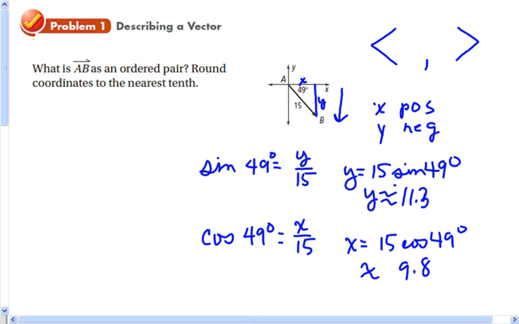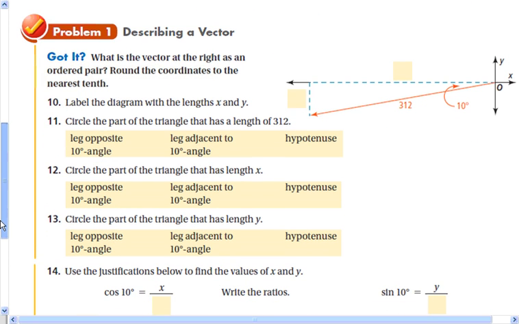So my vector is, and we use these vector type of brackets, my x value is 9.8, my y value is negative 11.3. And if you did 9.8 squared plus negative 11.3 squared, you would get 15 squared using the Pythagorean theorem. All right, go ahead and you try that. Pause if you'd like.